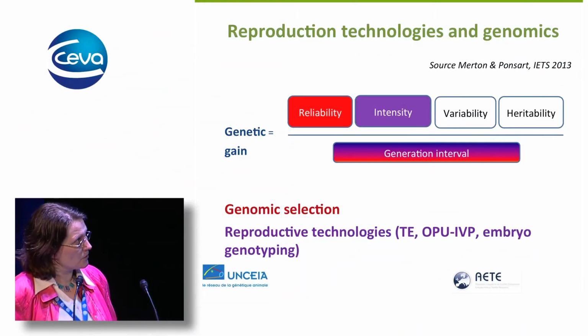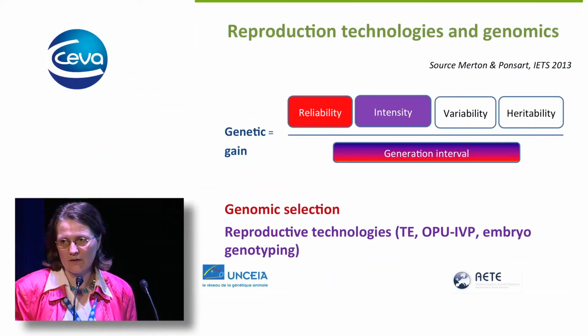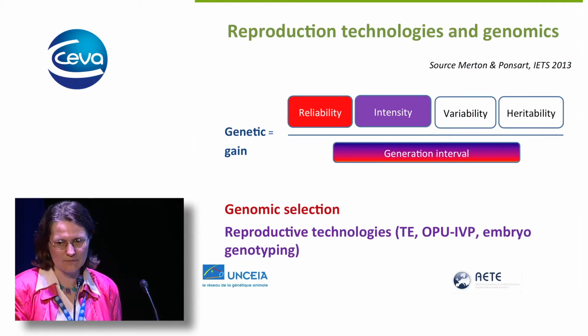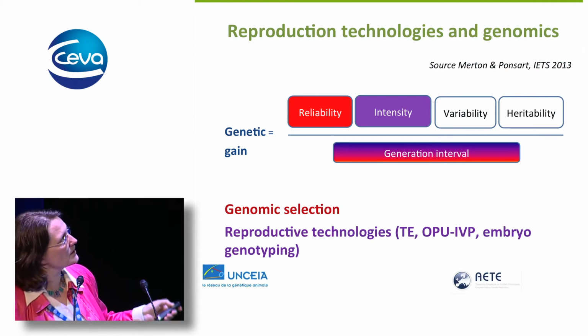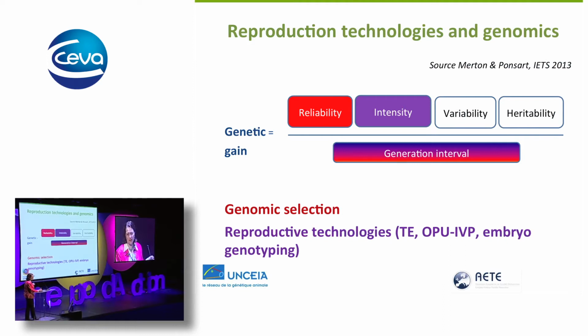Okay, so this is a formula of genetic gain. Don't be afraid. Genetic gain is correlated with reliability. The more reliable evaluation you have, the more efficient you are. It's quite logical. It's related to the intensity of selection.